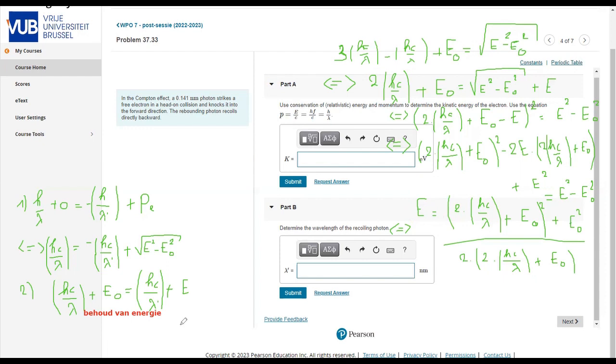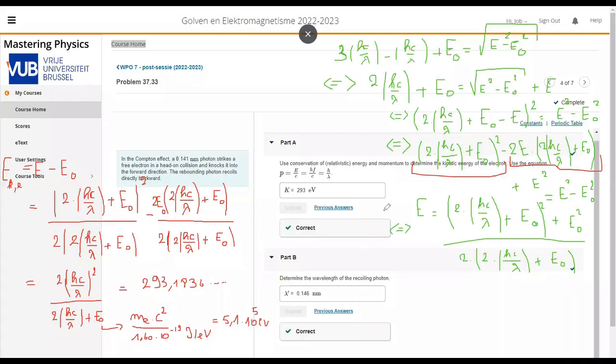Okay. Now part 2 of the exercise. Right now we are in part 2. In this part 2, the goal is obviously to look for the kinetic energy of the electron. So I use my E that I found here, I just put this here. So basically it's the same as my right side equation.